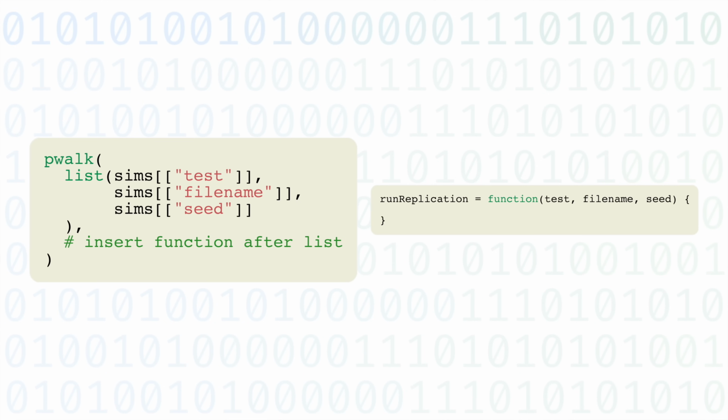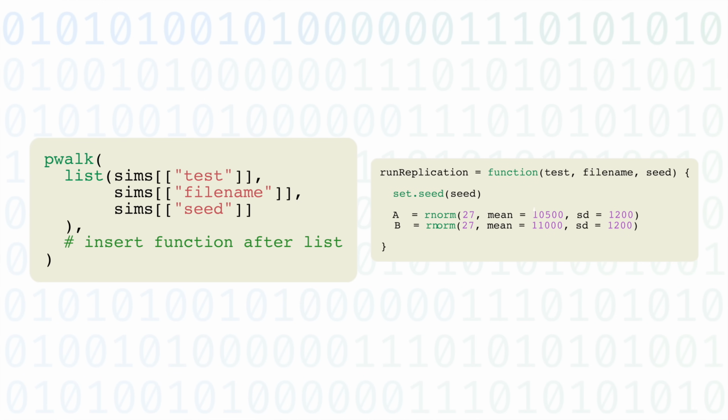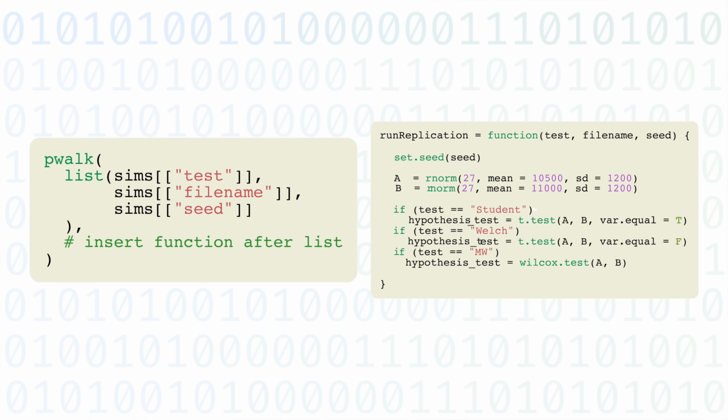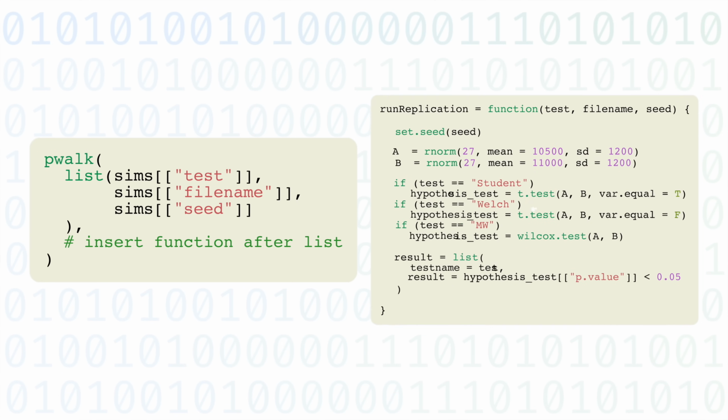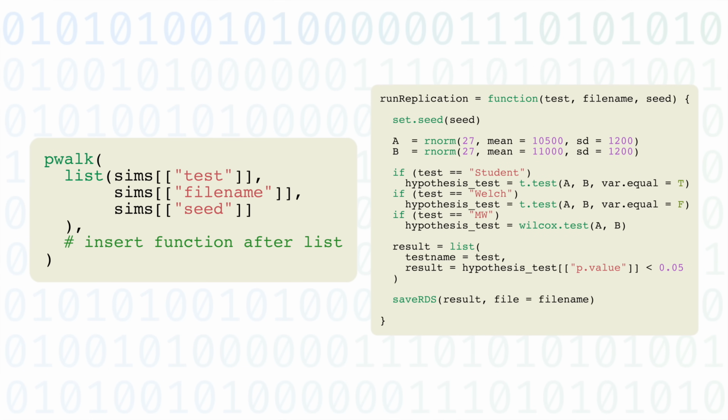The function code will look similar to what we made in the first level, but with a few key differences. First, we're going to use the seed in the setSeed function so we can control the randomness. Then I'm going to generate the data similar to what we did in the first level. I'm using the string in test to change which test is used on the data. Afterwards, I'm storing the results in a list, which I then save to an RDS file using the saveRDS function. Since I'm already saving the result, I don't need to return anything.